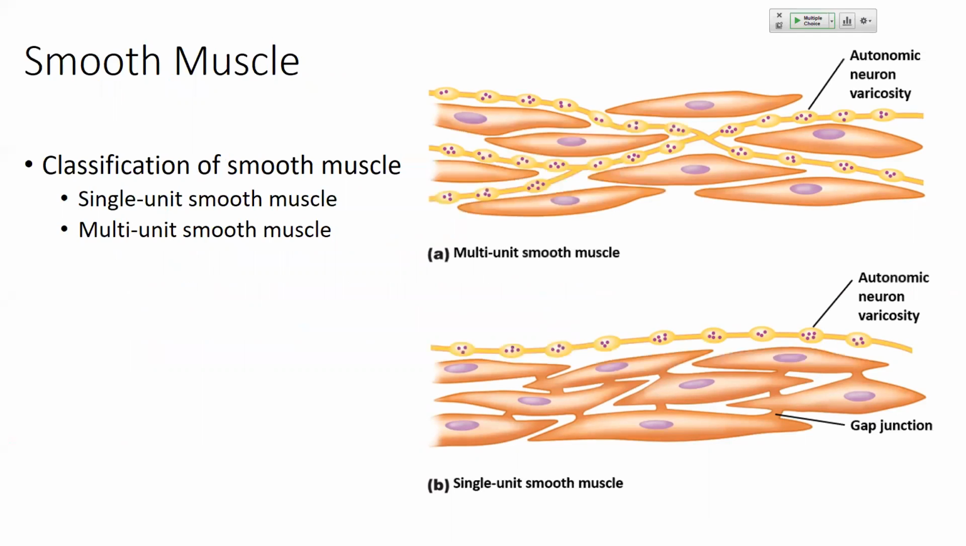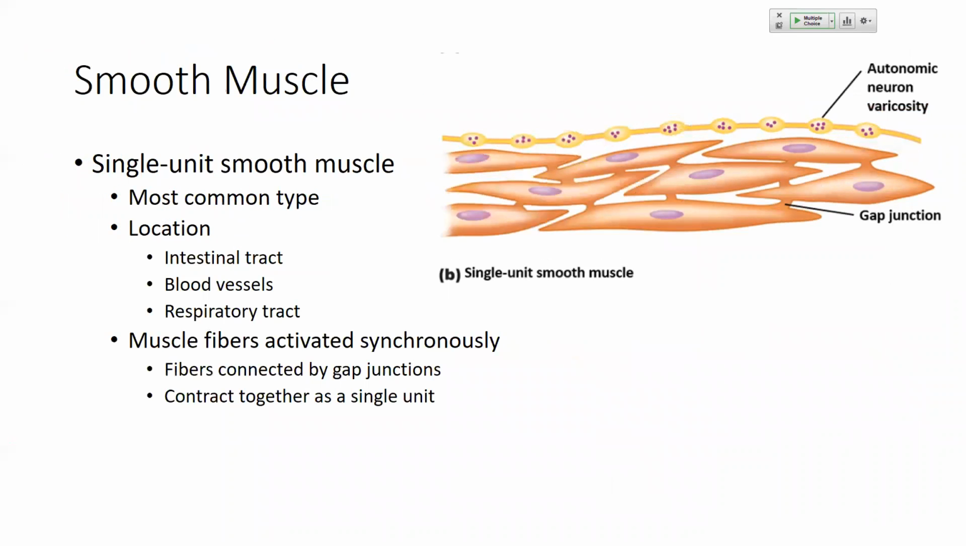Now, on that basis, we're going to speak about two types of smooth muscle: single unit smooth muscle and multi-unit smooth muscle. All right? They basically differ in their structure, but also their function. So what type of tissue they're typically found in, how they contract, how they behave. Now, single unit smooth muscle is the most abundant type throughout the body. We see it in the intestinal tract, we see it lining blood vessels, as well as in the respiratory tract. And it's heavily reliant upon connection between each of the cells via gap junctions.